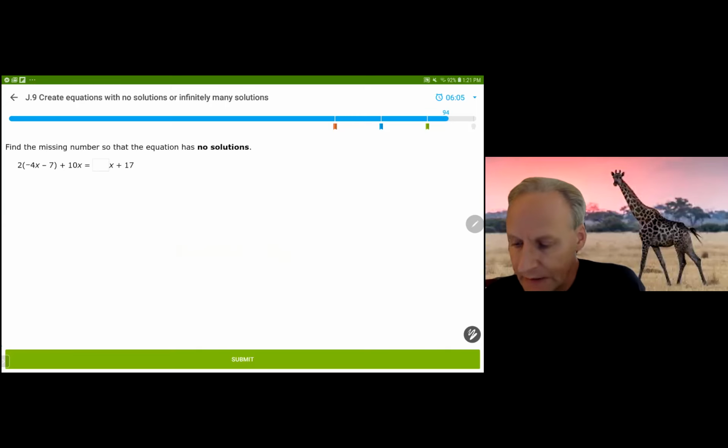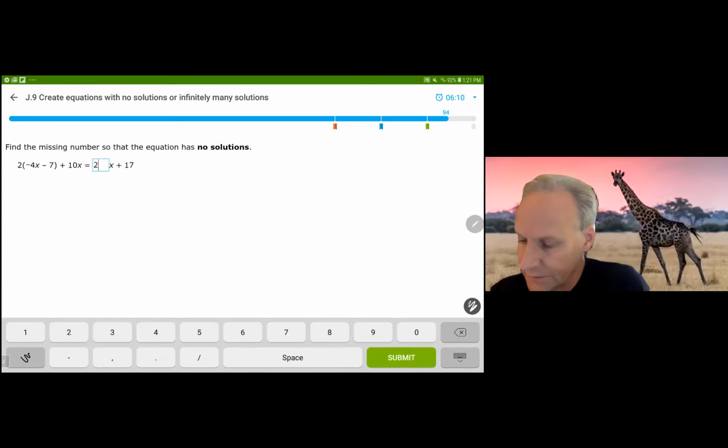This one, we have a negative 8x, but we're adding 10x to it. So there has to be a 2x over here to make it match. And we want it to have no solutions, and it will not.